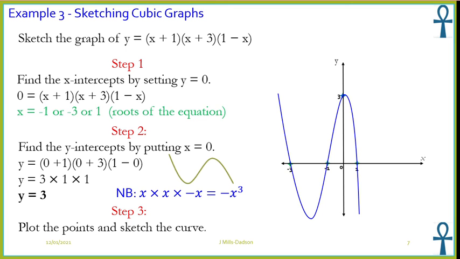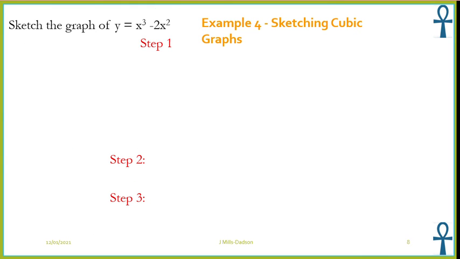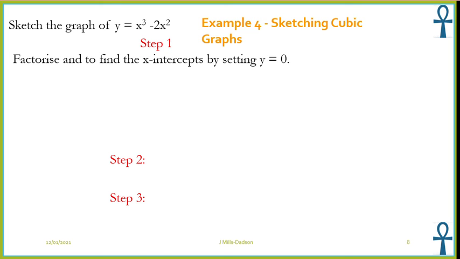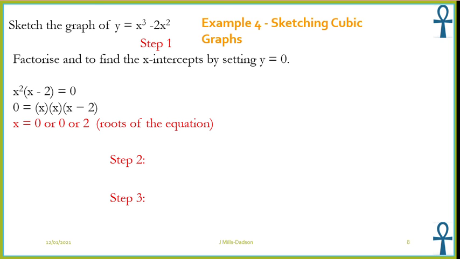Let's look at the final sketching of a cubic graph. Now here, we've not been given the function in a factored form. In all the other 3 examples, the function was given in a factored form. This one is not in a factored form, so we need to start by factorizing. You factorize to help you understand what to do. So we factor before we set y equals 0.